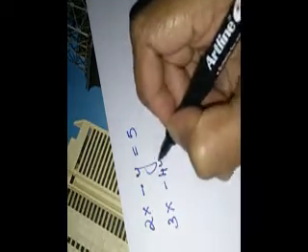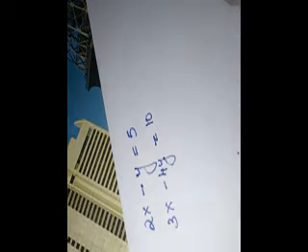Now I'll give you a very small homework for today. You have to do 2x minus y is equal to 5 and 3x minus 4y is equal to 10.